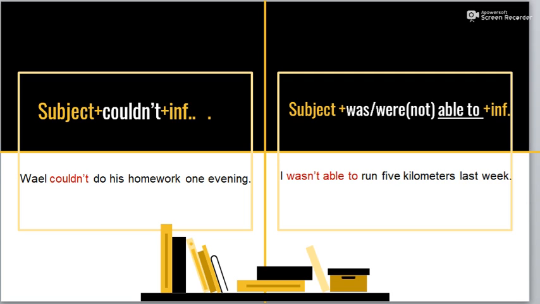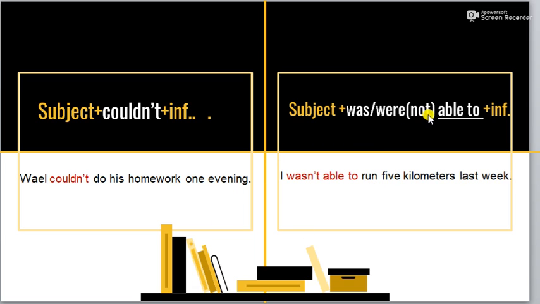And now with the negative. The same structure or the form of the affirmative, but here we add not after could and also after was or were. As presented in front of you, the form is the subject, then we use couldn't plus the infinitive. For example, Wael couldn't do his homework one evening.